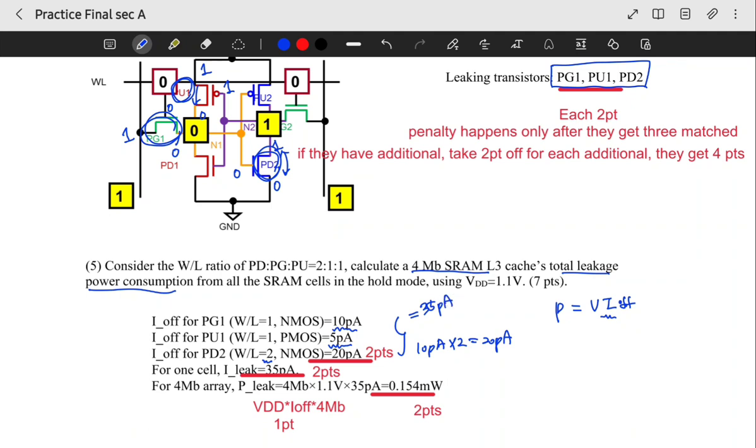But this one is only for one single SRAM cell. So if you want to calculate in array, then you have to multiply this by 4 megabit. So 4 megabit times, and also we have to know what's the VDD. VDD is equal to 1.1 times, and total current is 35 picoamp. So you will get 0.154 milliwatt.